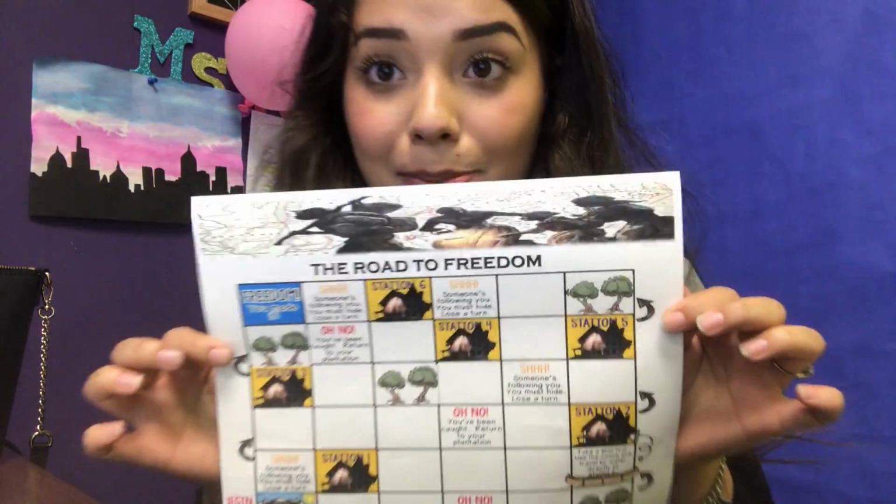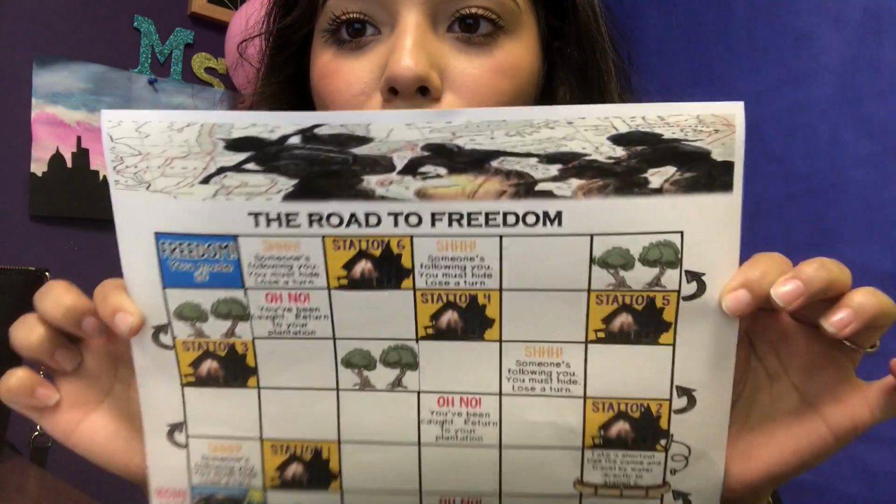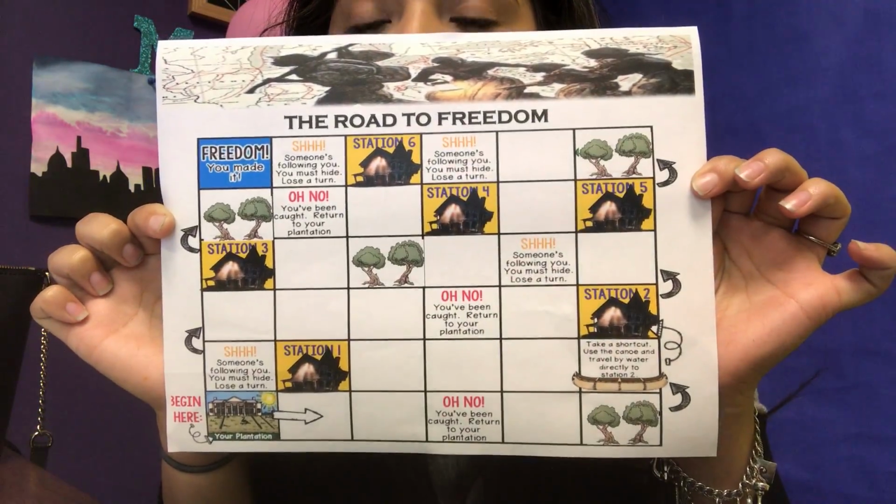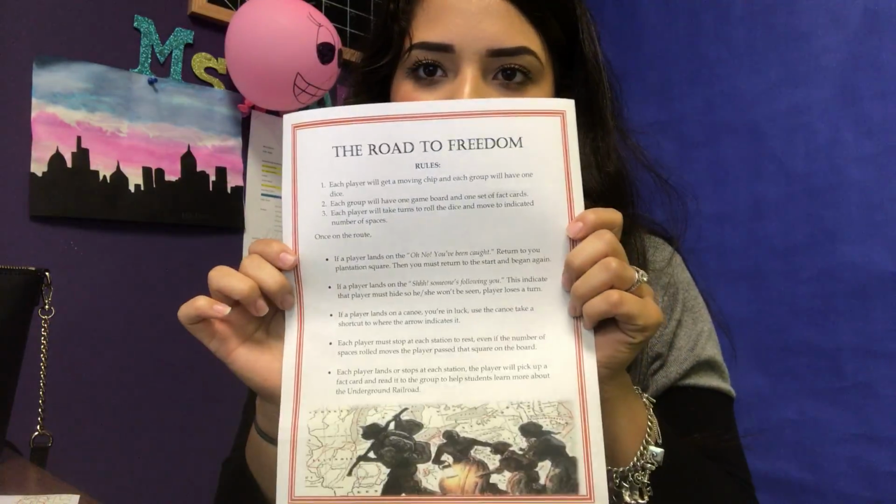This is the board of the game. I will explain what every square has in a minute. These are my rules of the game, because you always have to have rules. And these are some fact cards that will be used throughout the game, and I will explain to you as well shortly. So first, let me read you the rules.